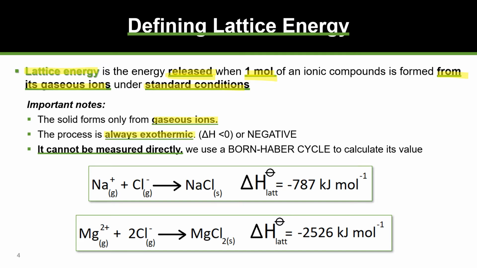Those are important things that we are going to emphasize. The reactions are always exothermic, and it cannot be measured directly. That's why we are going to use a Born-Haber cycle or a Hess cycle to perform those measurements or calculations. If you see the values of the sodium chloride or the magnesium chloride, you're going to see that the energy released by the sodium chloride is much less than the one from the magnesium chloride, and that has to do with the ions that are involved. So we are going to see which is the difference between one and the other one.